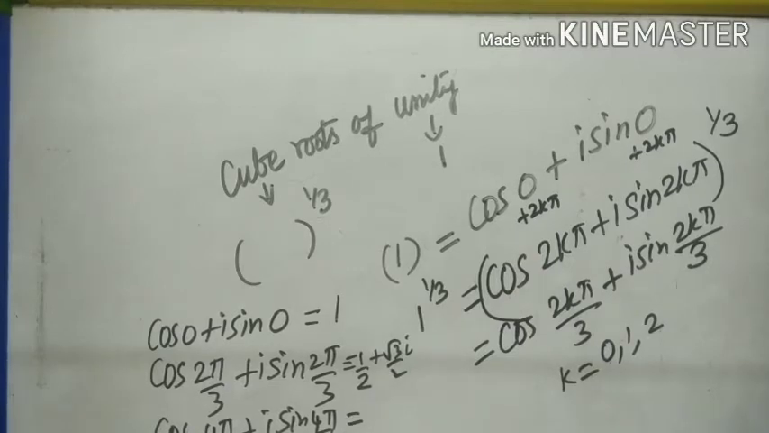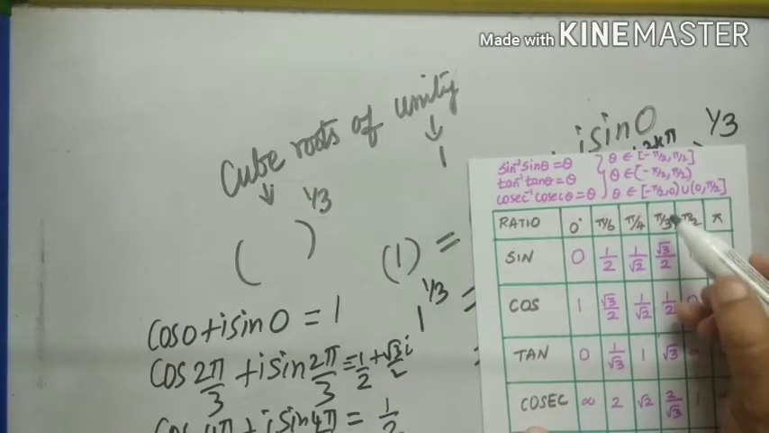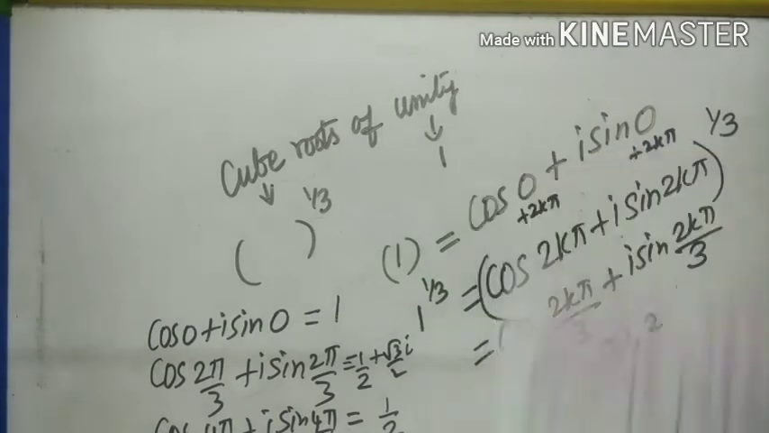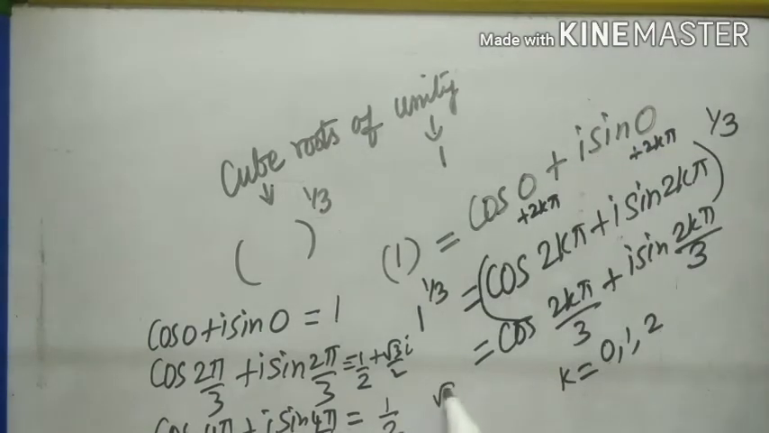What about cos 4 pi by 3? This is pi plus pi by 3, so again it is pi by 3 only. For pi by 3, cos is half and sin is root 3 by 2. But now I am in pi plus pi by 3, which is the third quadrant. Both are negative.